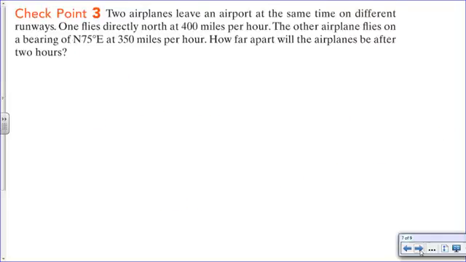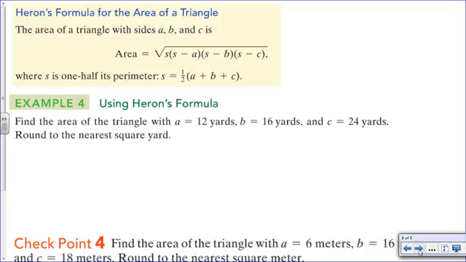So we're going to skip the checkpoint, that's for you. And then we get to the last item of the section, which is Heron's formula. And this formula is to calculate the area of a triangle. So if you guys recall, from last section, 6.1, we ended with a formula to calculate the area of a triangle. If you don't remember, you can look at your notes. So now this is another one that you could use.